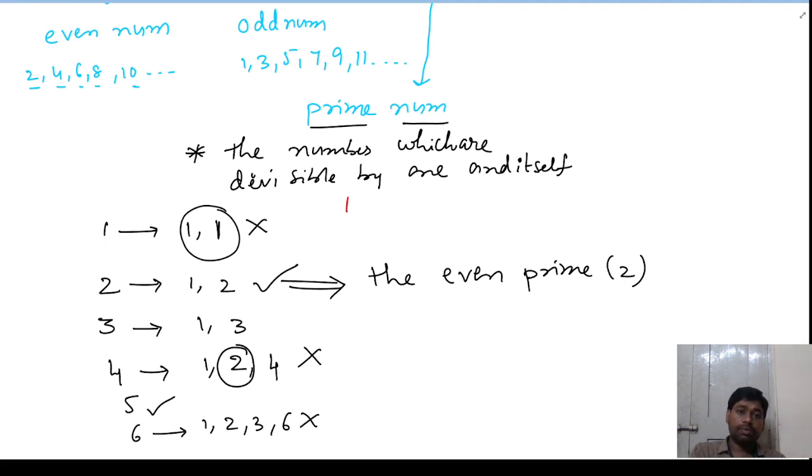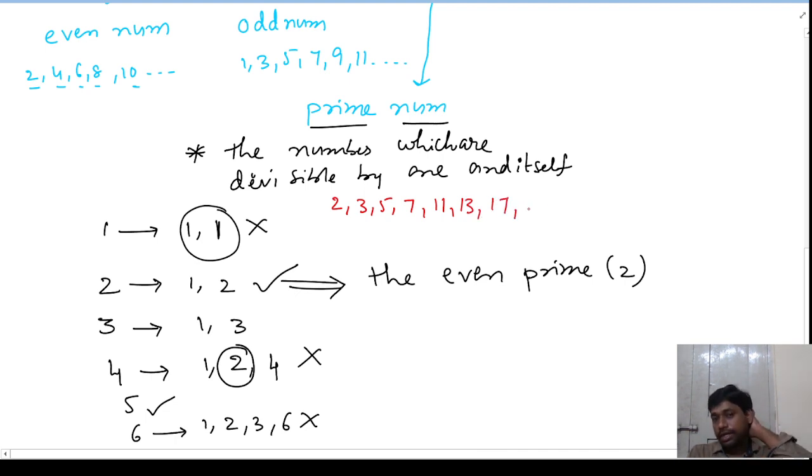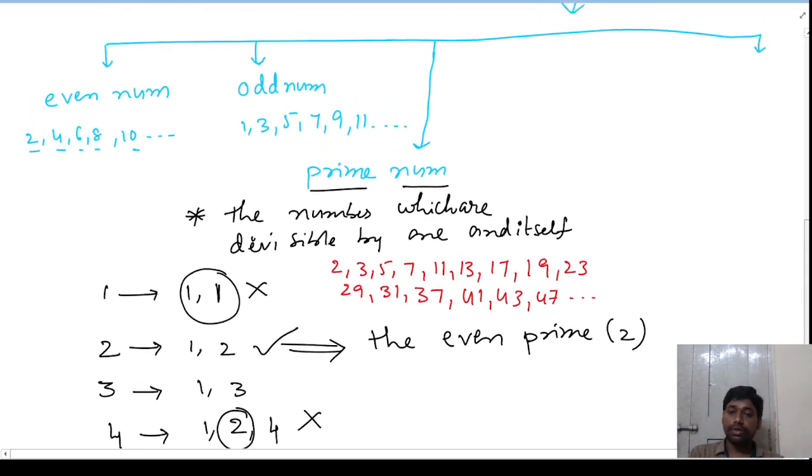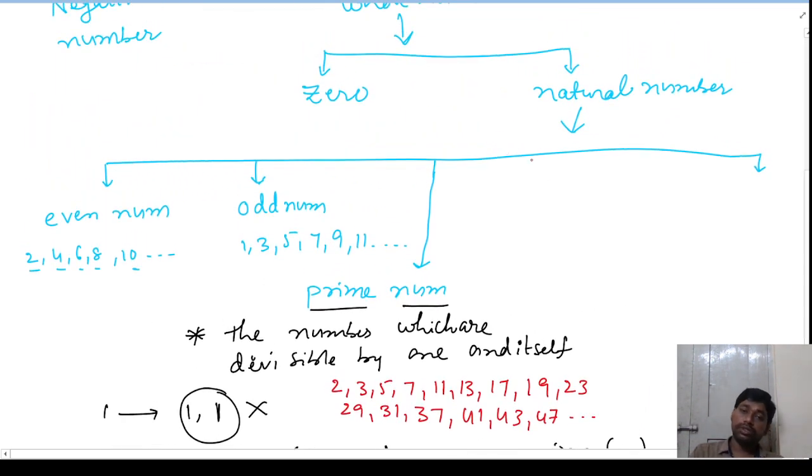So now some of the prime numbers: 1 is not a prime, and it is neither prime nor composite. So 2, 3, 5, 7, 11, 13, 17, 19, 23, 29, 31, 37, 41, 43 and 47 and so on. 33 is not prime, and 39 is divisible by 13 and 3, so it is not prime. These are some of the prime numbers.